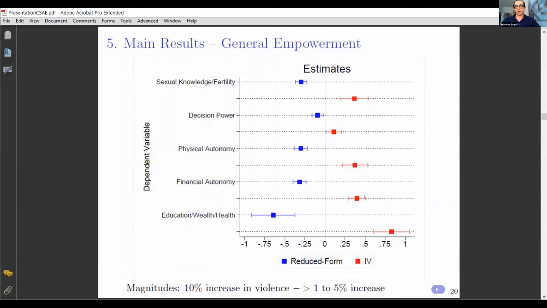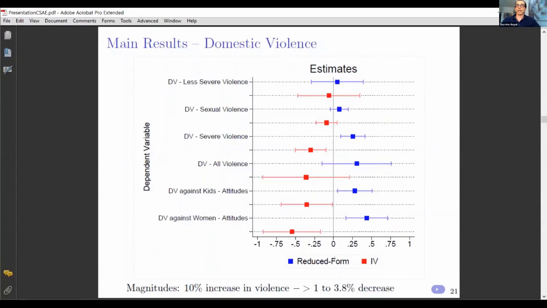And so across the board, we find positive effects. We find negative effects on domestic violence, both when it comes to attitudes about domestic violence, so is it justified that your husband beats you or the kids, and experiencing domestic violence. And it seems to be especially driven by severe domestic violence, so things like threatening with a knife or strangling.